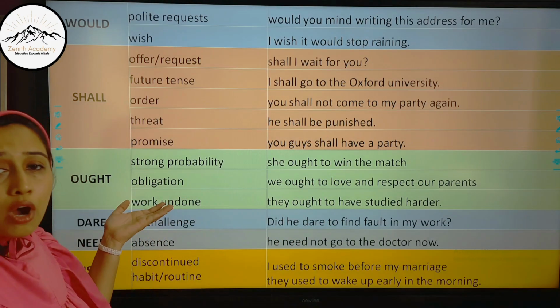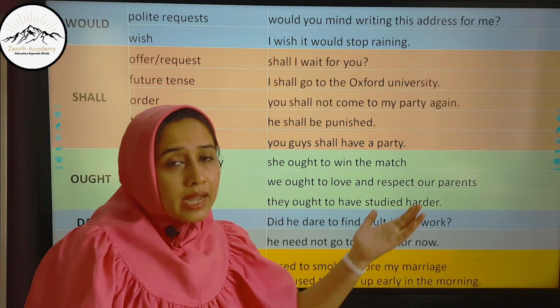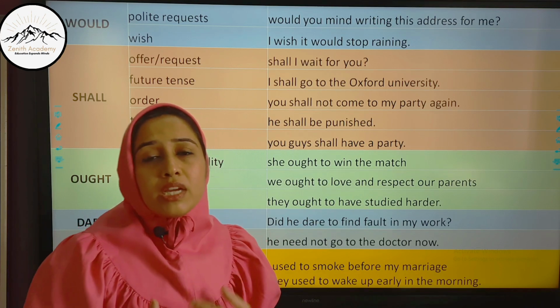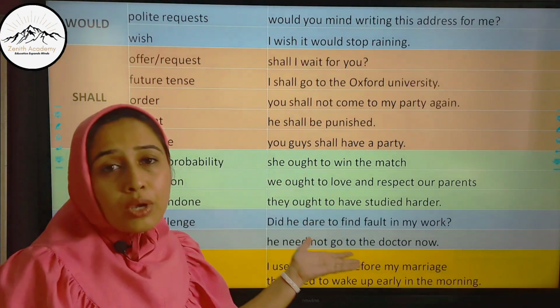It is also used to show obligation. We ought to love and respect our parents. That is a kind of obligation we have towards our parents because they do a lot for us. So we ought to love them.